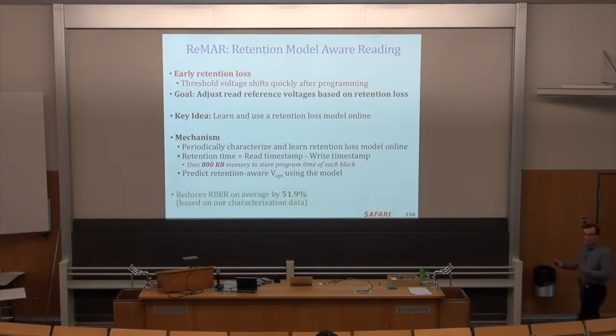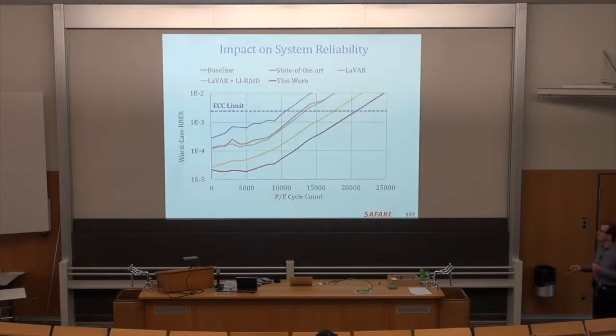So the benefit is, again, significant, because retention is a very big problem in 3D NAND flash. You get significant reduction on raw bit error rate in this case. And as a result, you improve the lifetime quite a bit. So let's take a look at this example again. This is the worst case raw bit error rate that limits your error correction. What lifetime your error correction capability buys for you.